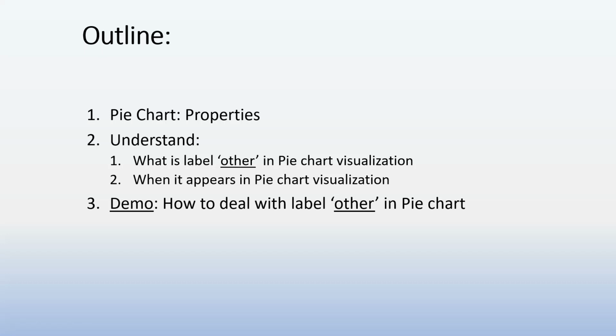In this video we are going to talk about the label "other" which appears in a pie chart. We'll understand what it is and when it appears, and of course we are also going to see the demo about it, how we can turn it off, or whether we can rename it to something else. Before that, we should understand the pie chart properties.